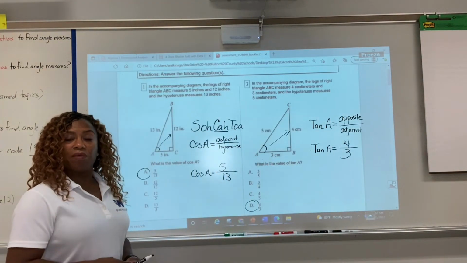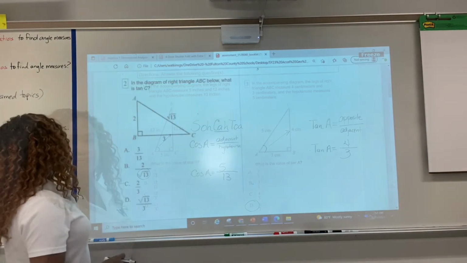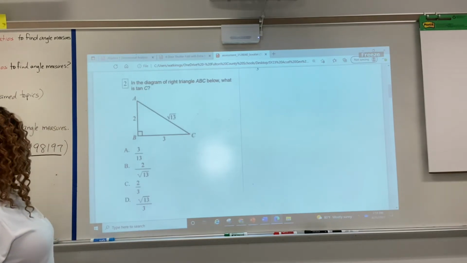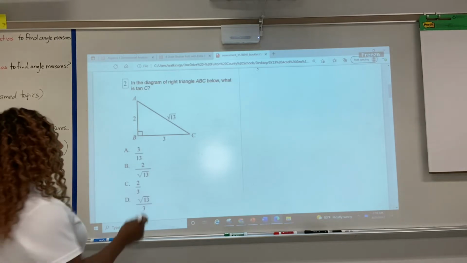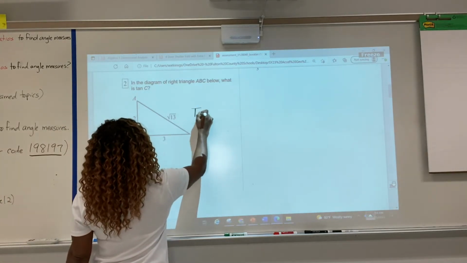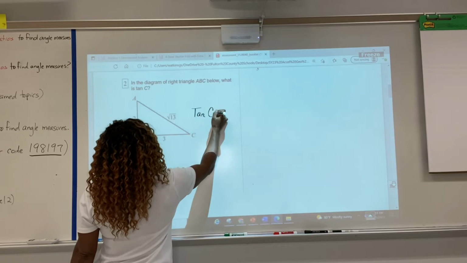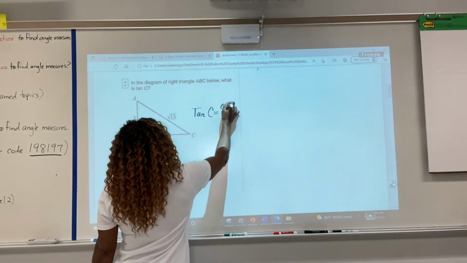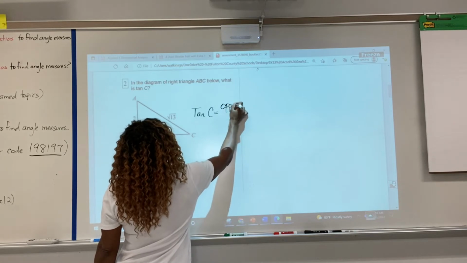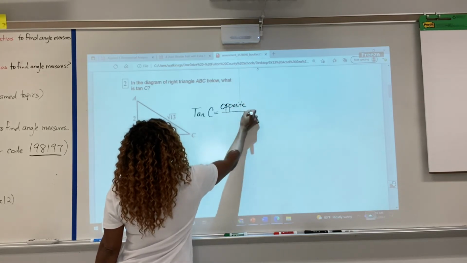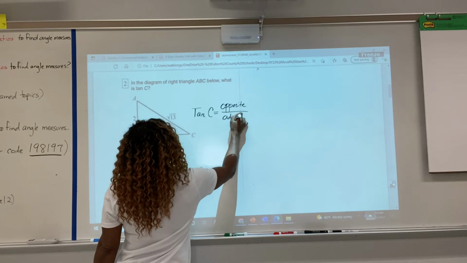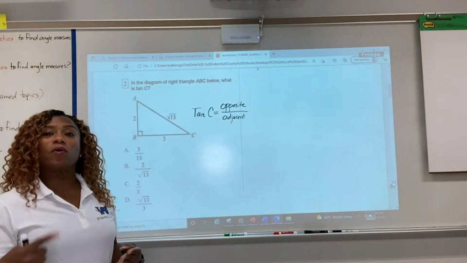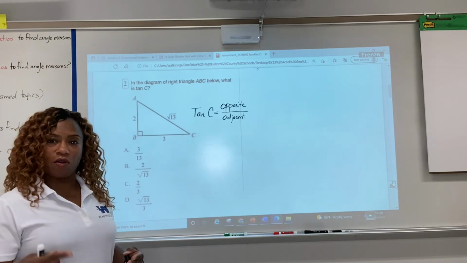Let's take a look at problem number 2. So problem number 2, in the diagram of the right triangle ABC below, what is tangent C? Okay, we've already talked about the fact that the tangent of whatever angle they're referring us to is the opposite over the adjacent. So we are going to look for these sides. And how do I know this? Because of SOHCAHTOA, the TOA, tangent opposite over adjacent.